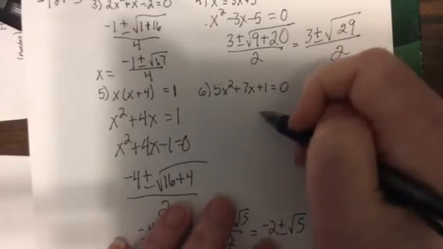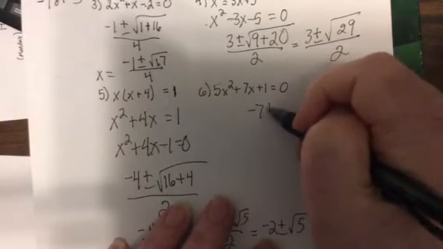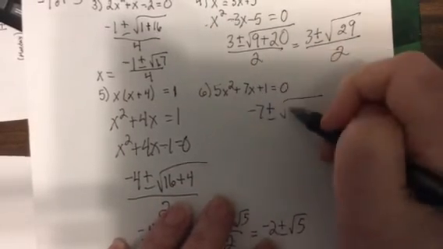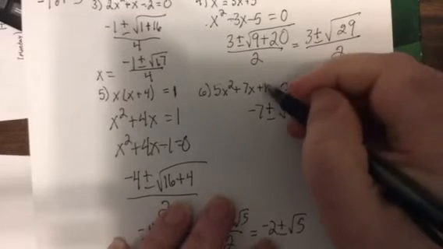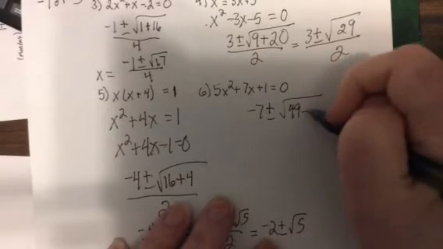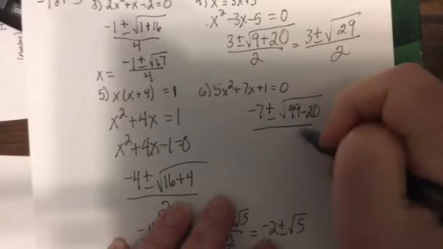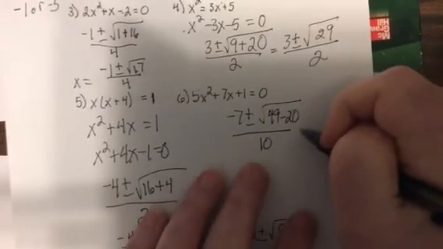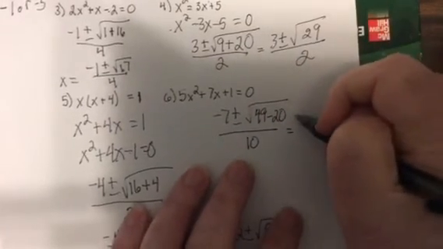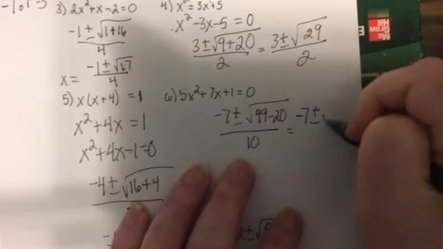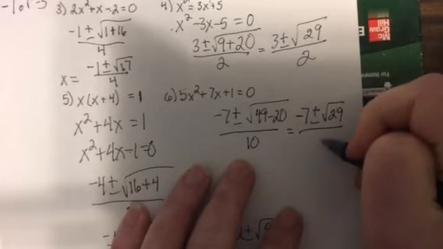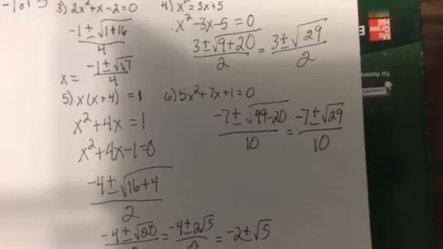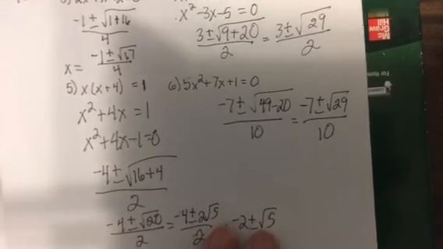Then this one: negative b plus or minus the square root of b squared minus 4ac, all over 2a. So it's negative 7 plus or minus the square root of 29, over 10. Can't do anything with the square root of 29, so wow, that was a short one.